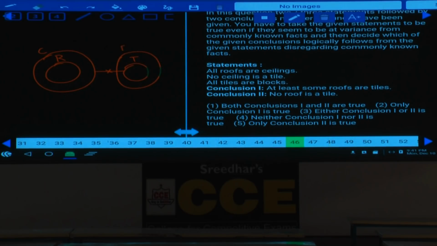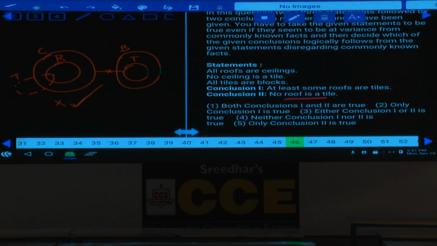Then first one, some roofs are tiles, is false. Next one, no roof is a tile, is definitely true. Now the second conclusion is true. To make this one false, I need to prove some of the roofs are tiles. Tell me, is it possible to draw roof and tile like this? No. If you draw like this, then no ceiling is a tile will be false. Alternate diagram cannot be drawn, this will be true forever.